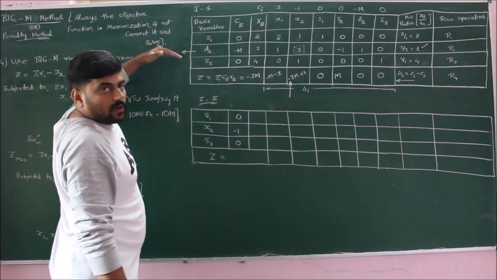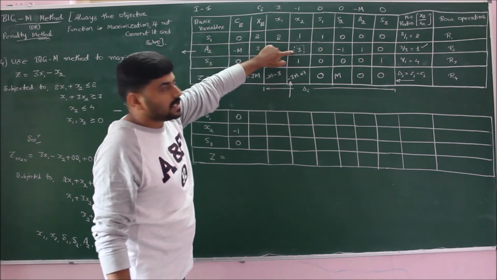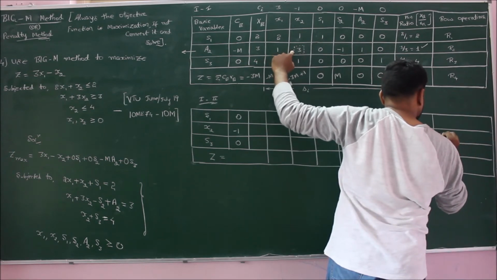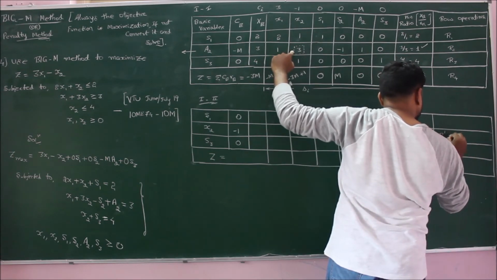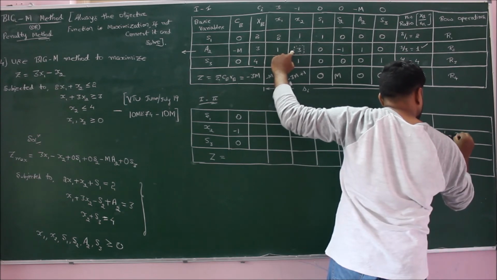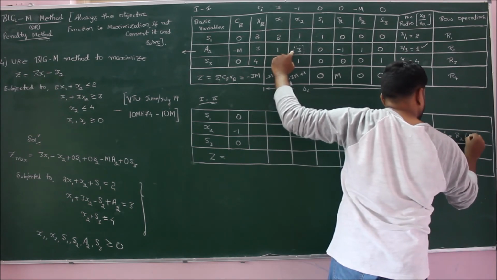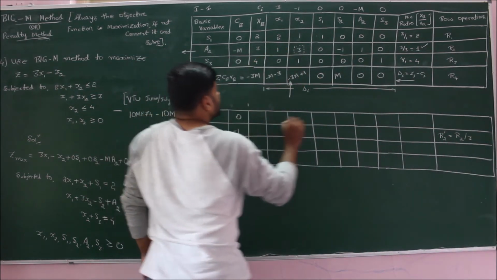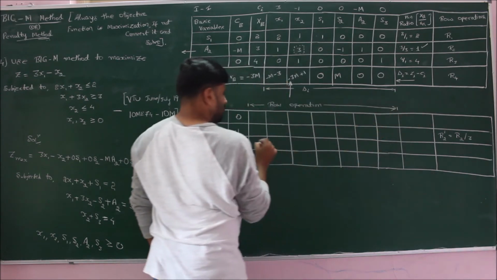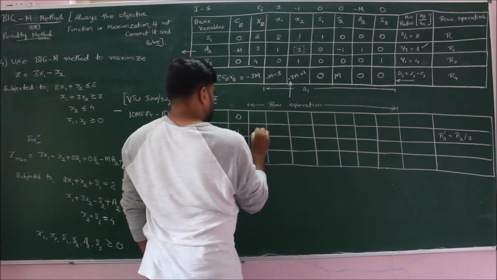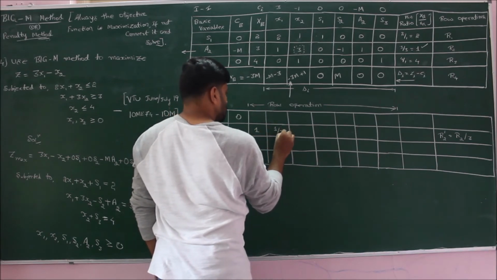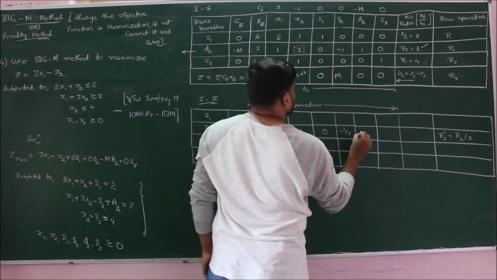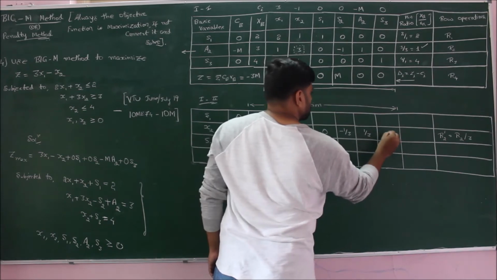Now we already found out that this is the key row for us. I should make this key element as unity. That can be possible only by dividing this row 2 throughout by 3. So therefore new row 2 dash is equal to old row 2 divided by 3. So if I do that, I should do the row operation from XB to S3. I'll get 3 by 3 is 1, 1 by 3, 3 by 3 is 1, 0, minus 1 by 3, 1 by 3 and 0.